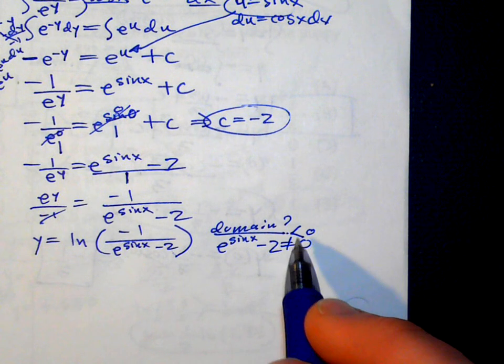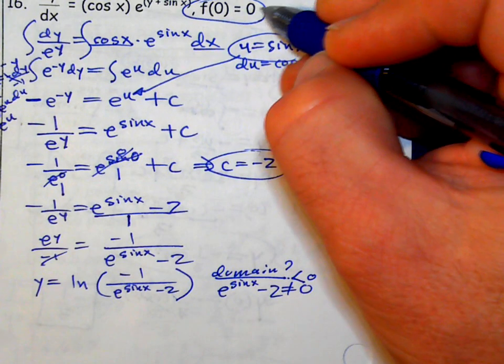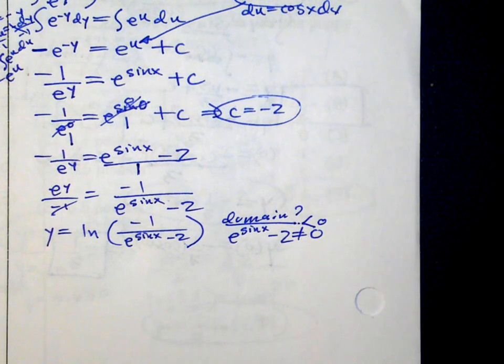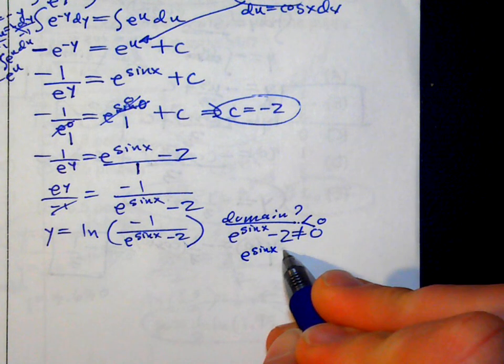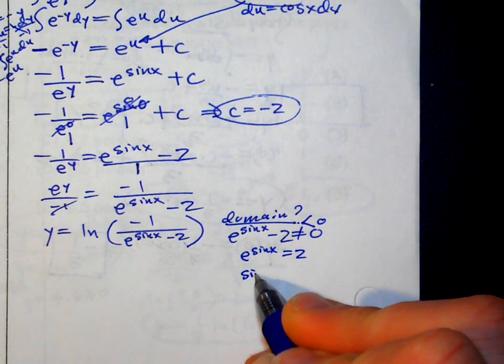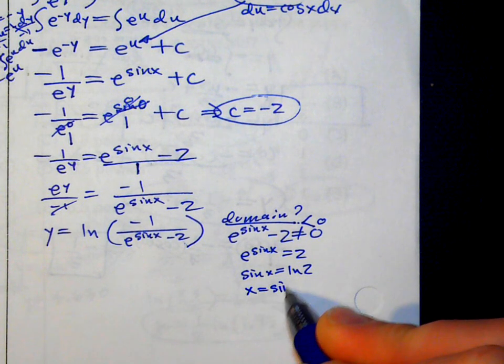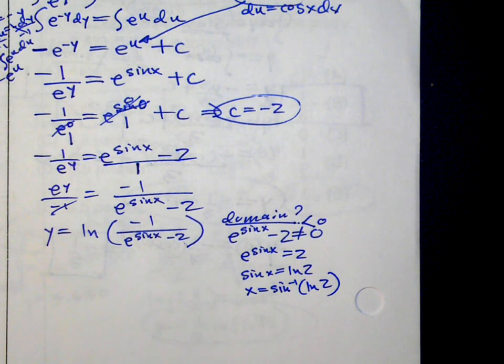I don't really need to keep tabs on the inequality stuff because I know that my final answer is going to have to contain this initial condition. That'll point me to the one chunk of the graph I need. So e to the sine x equals 2. You're going to take natural log of both sides. You're going to take inverse sine of both sides. Okay, that's an x value that's not allowed in your domain, and that's kind of a weird value. We'll hold on to that for a second.